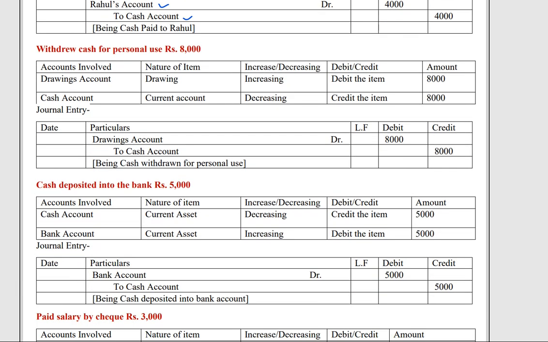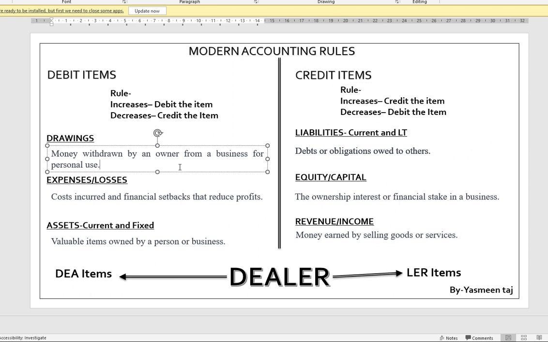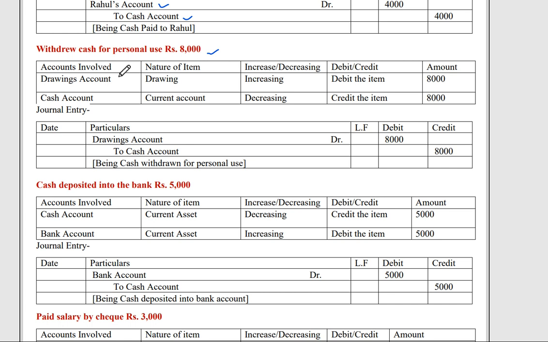Next is withdrew cash for personal use, rupees 8,000. Here the account involved is the drawings account. Like I said when I was explaining the meaning of drawings, drawings means money withdrawn by an owner from a business for personal use. So here some amount, that is rupees 8,000, is being withdrawn from the business by the owner of the business for his personal use. So this is affecting the drawings account.